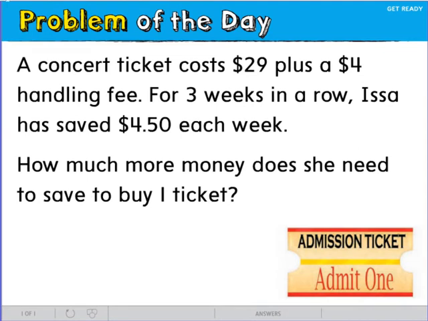All right? Our problem of the day: a concert ticket costs $29 plus a $4 handling fee. For 3 weeks in a row, Issa has saved $4.50 each week. How much more does she need to save to buy one ticket? So she's been saving for 3 weeks. How much more money does she need to buy a ticket? On your whiteboards, work this out.